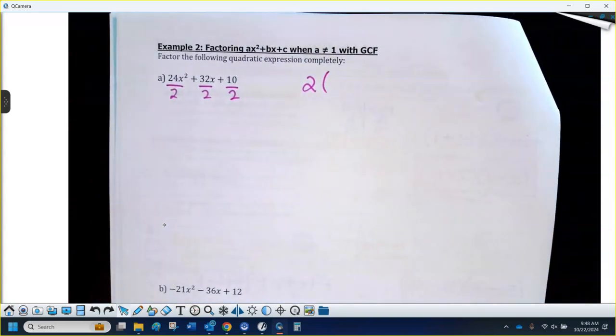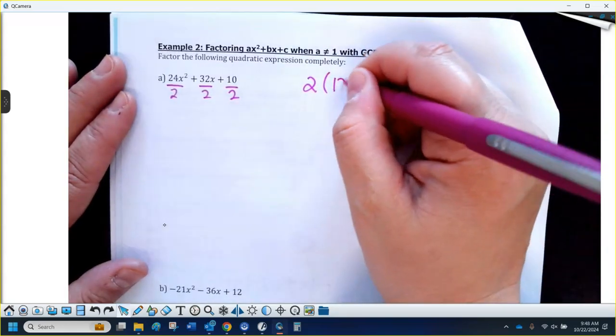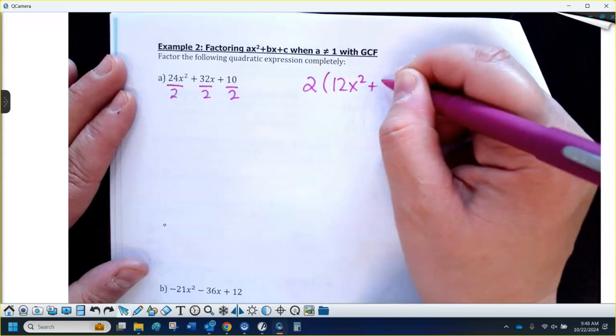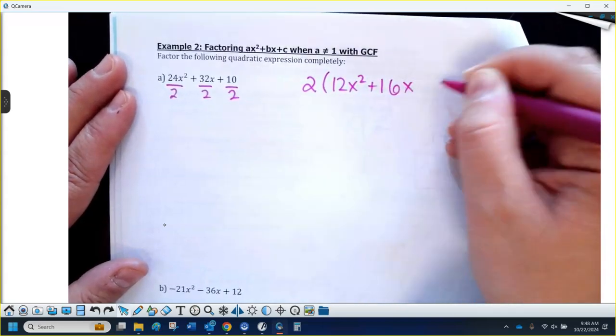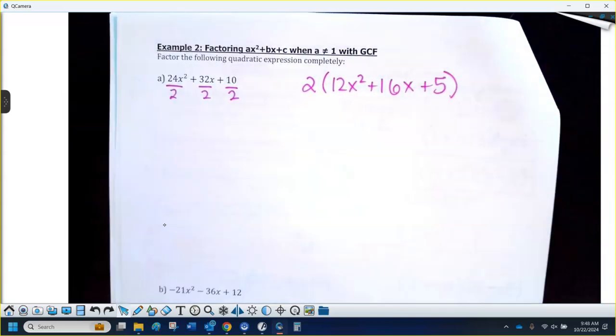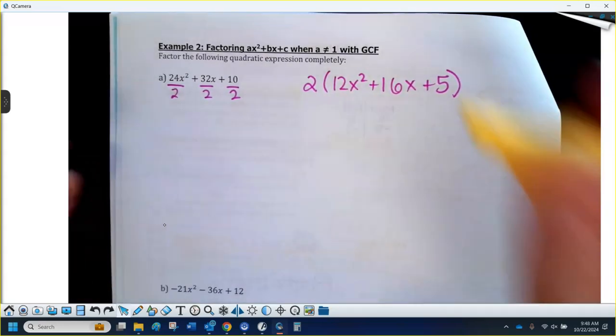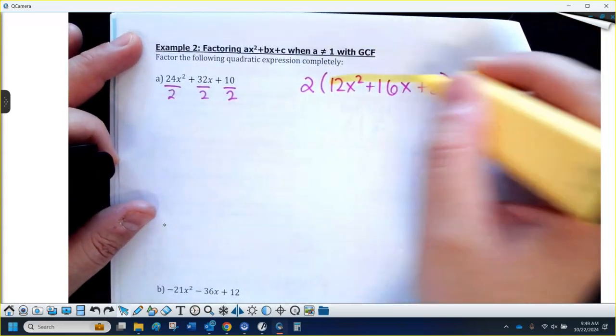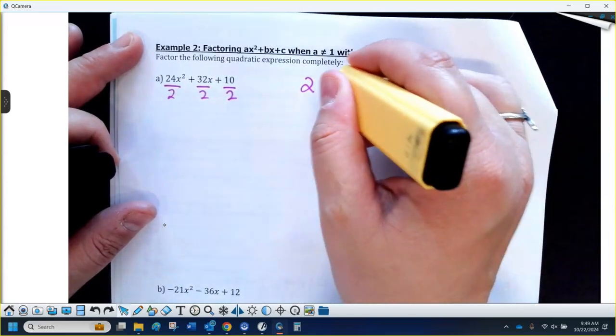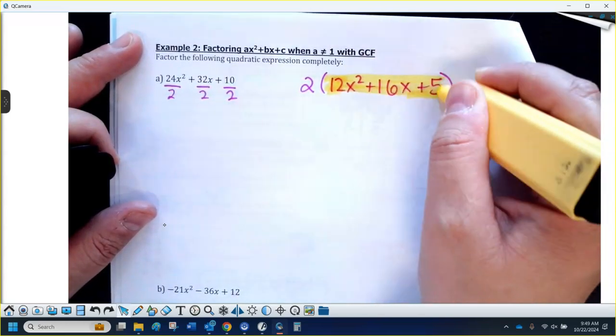What do we think? Hunter, you tell me. Perfect. 12x squared, 16x, 5. And I would just look at that real quick too. Like, do 12, 16, and 5 have anything in common? Just to make sure you got out the greatest common factor. We should be good there. Those 3 terms do not have anything in common. Okay, so we're just going to leave the 2 out in front.